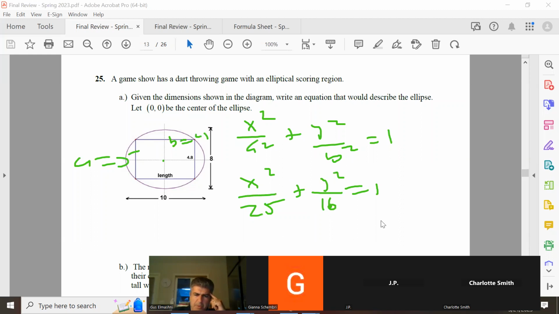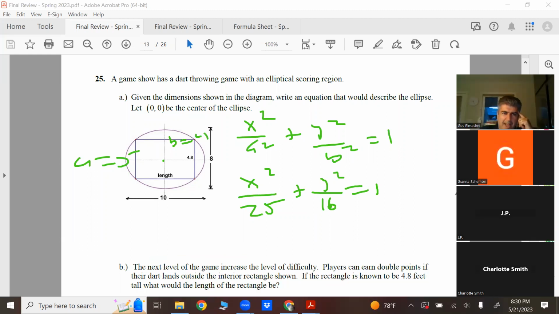Part B was really weird. It's just so vague the way the question is being asked. And we've never done geometric probability, so don't worry about that. But the player gets double points if the dart lands outside the interior angle. So I guess what they're talking about is this area.